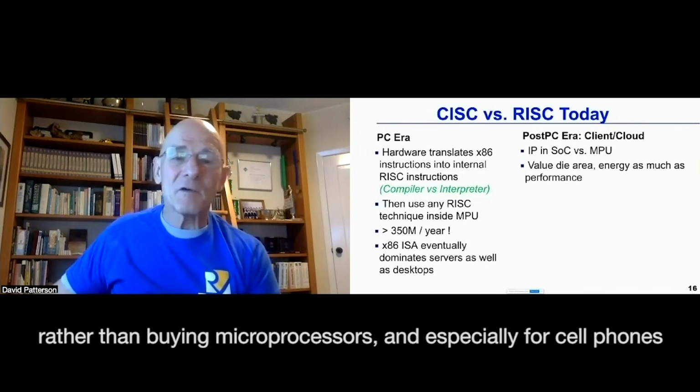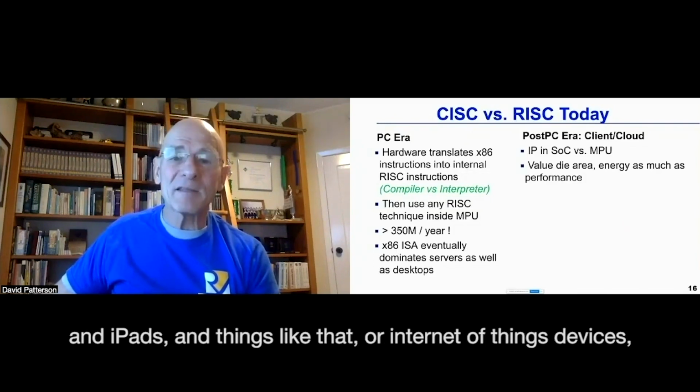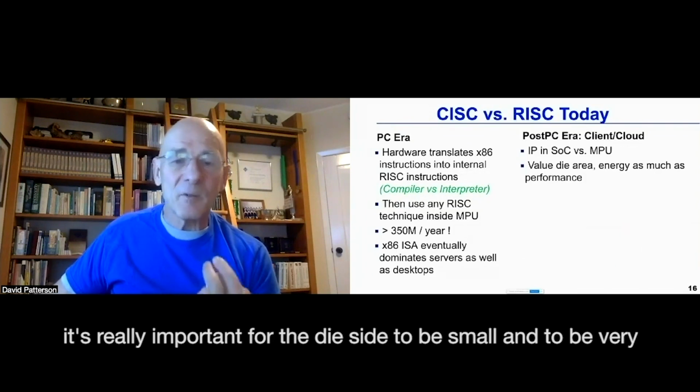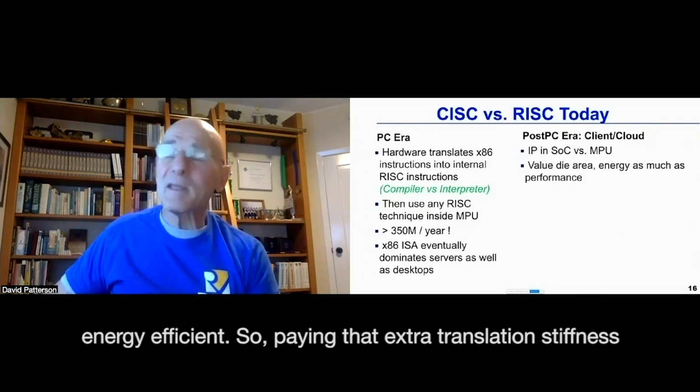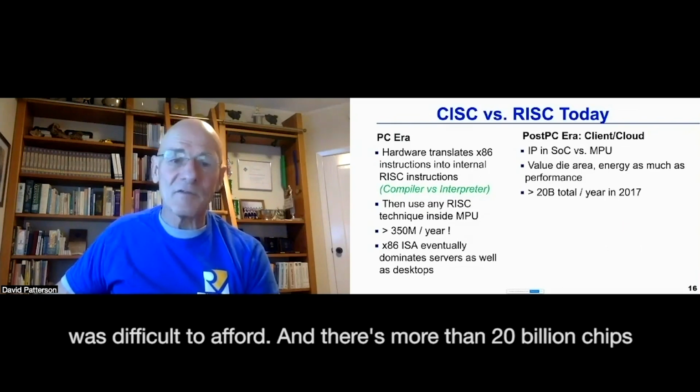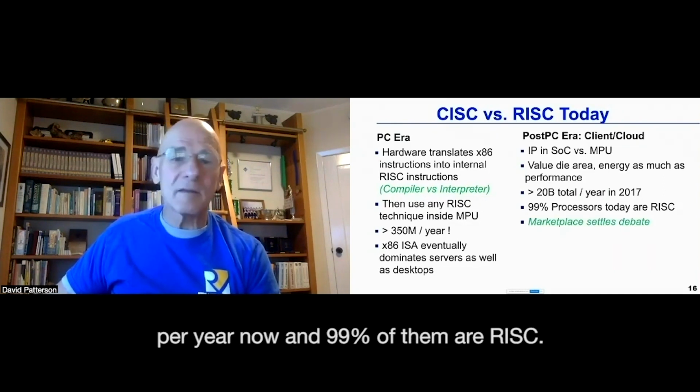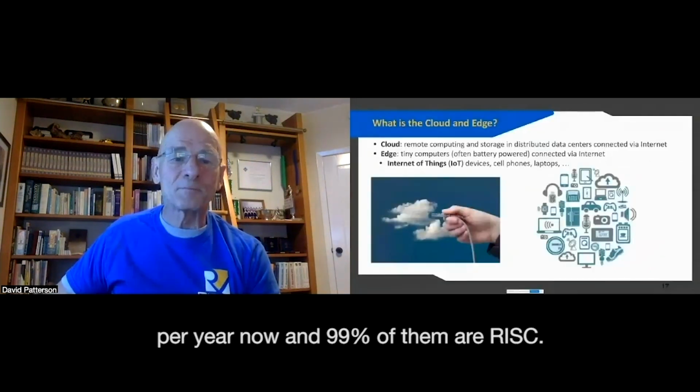So you're deciding what to put in your system on a chip rather than buying microprocessors. And especially for cell phones and iPads and things like that, or Internet of Things devices, it's really important for the die size to be small and to be very energy efficient. So paying that extra translation step was difficult to afford. And there's more than 20 billion chips per year now, and 99% of them are RISC.